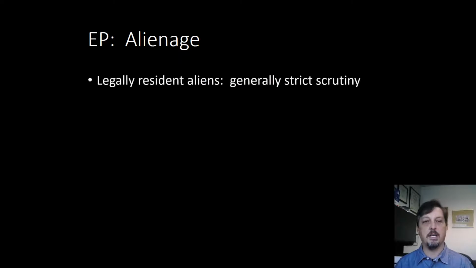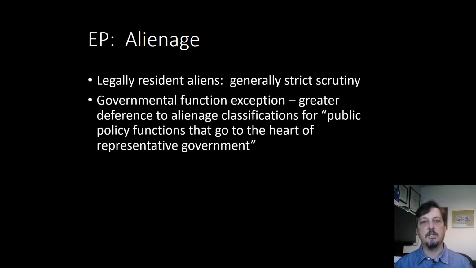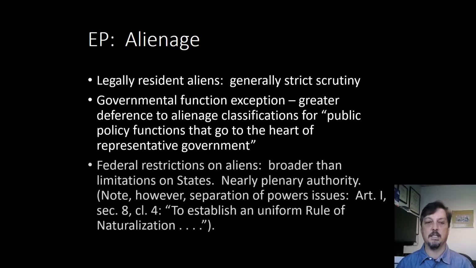We looked also at equal protection in the context of alienage, and as we noted, the Equal Protection Clause applies to persons, not only to citizens, and so therefore distinctions made on alienage will be looked at under strict scrutiny. We also looked, however, at the governmental function exception, and we saw that the court will give greater deference to alienage classifications where those classifications relate to public policy functions that go to the heart of representative government. So we talked about perhaps things like qualifications for running for office or for serving as a judge or things like that that might go more to the heart of representative government.